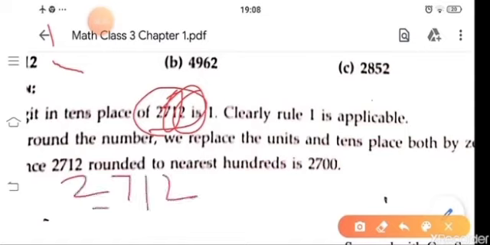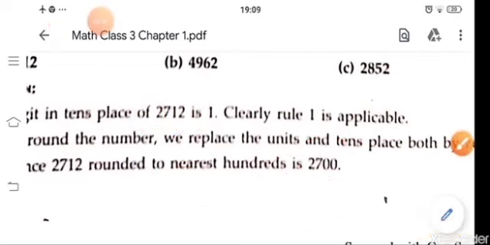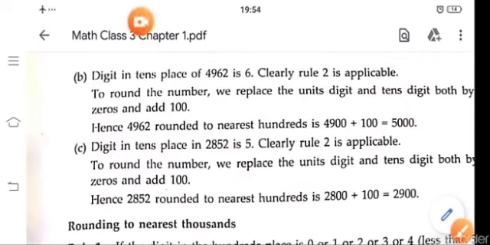2712, that means 2712. So we make this place also 0, we make this place also 0. So the number becomes 2700. Okay, children. We make both the places, ones place and tens place, 0 if the number is 1, 2, 3, 4. Then we'll see the next number.